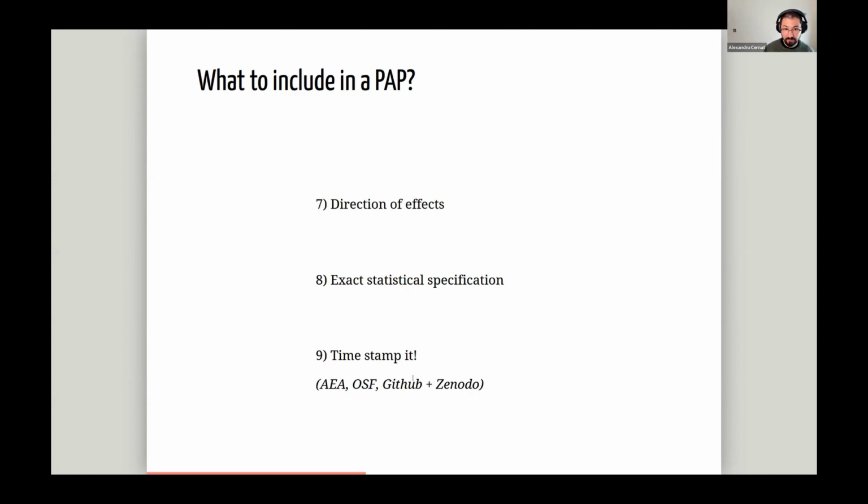And then, like I said, what's really important is to make this publicly available and timestamp it. And like I said, there are lots of different platforms for this now. I mentioned the American Economic Association and the Open Science Framework, but you can also do this using GitHub. And if you want, you can also use Zenodo, which is a service that gives you a timestamp and a DOI for any project you have on GitHub.